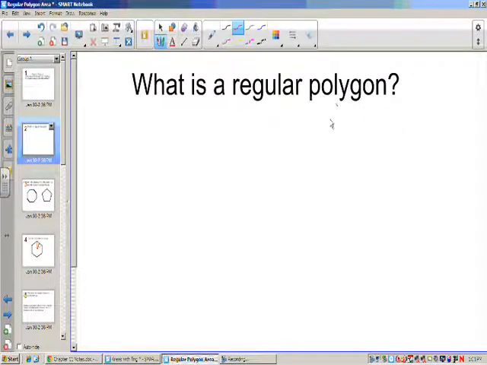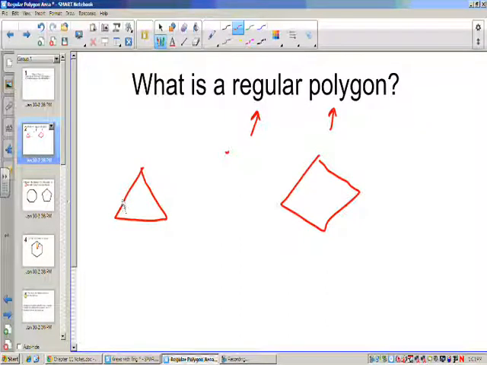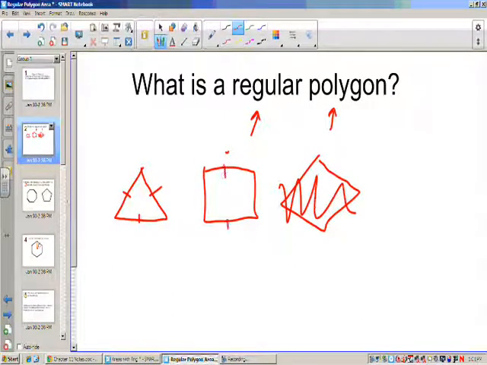A regular polygon just has many sides and it has to be enclosed, and regular implies that it's both equilateral and equiangular. So an equilateral triangle is a three-sided regular polygon. Then a square is a four-sided polygon because all the angles are equal and all the sides are equal. And then a five-sided one would be a pentagon, where all the sides are equal, all the angles are equal, and so on.